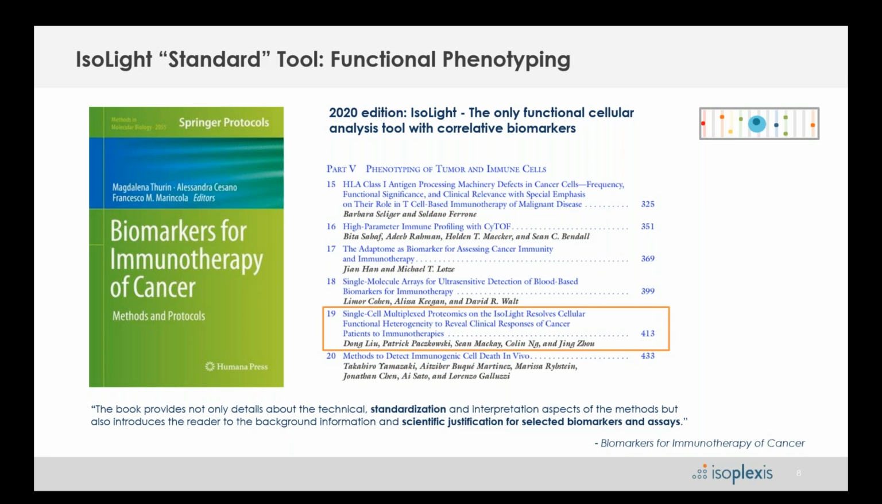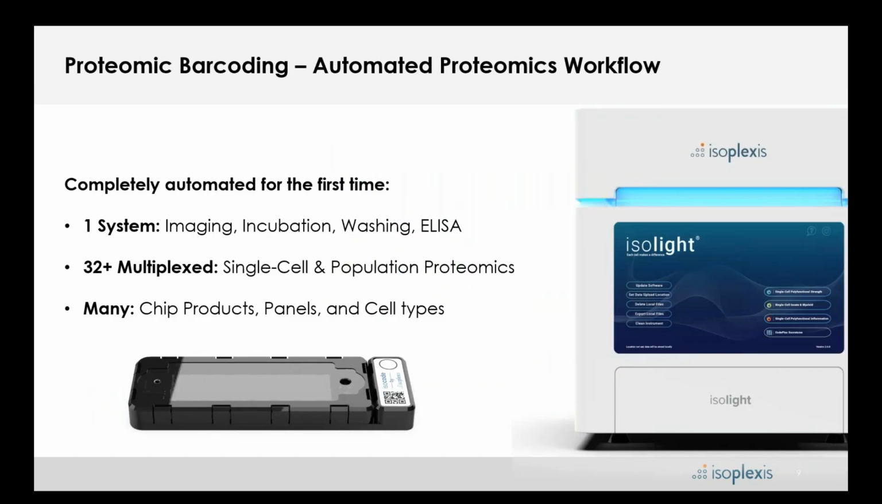And this emerging standard tool is uniquely uncovering functional biological drivers, which take things forward in the development pipeline, overcoming challenges from preclinical aspects of cancer immunology to clinical aspects within functional biomarkers. Completely automated for the first time, this next generation functional cellular proteomics is performed on one single system. The highly multiplexed IsoLight measures over 30 cytokines simultaneously, and it is able to cover a variety of cell types with our unique chip products and unique panels.